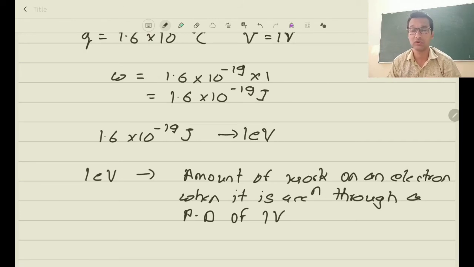Definition of 1 electron volt is that it is the amount of work done on an electron, because here we are considering the charge to be 1.6 into 10 raised to minus 19. So work done on an electron when it is accelerated through a potential difference of 1 volt, because if you remember we took the potential difference as 1 volt. Now this 1.6 into 10 raised to minus 19 is going to be an important unit for the problems that we are going to see in this chapter.